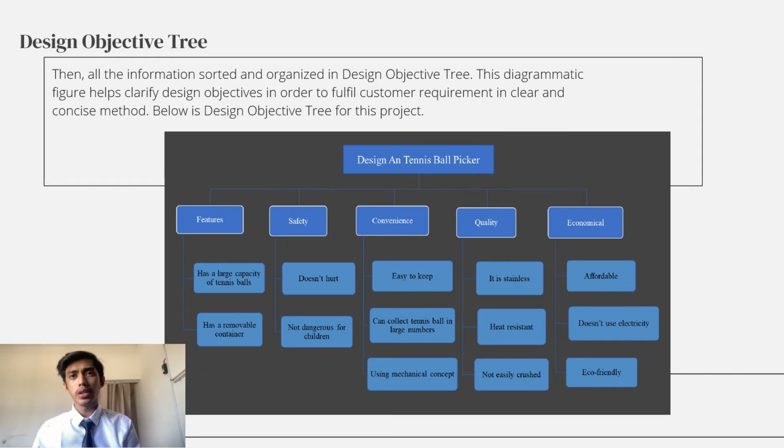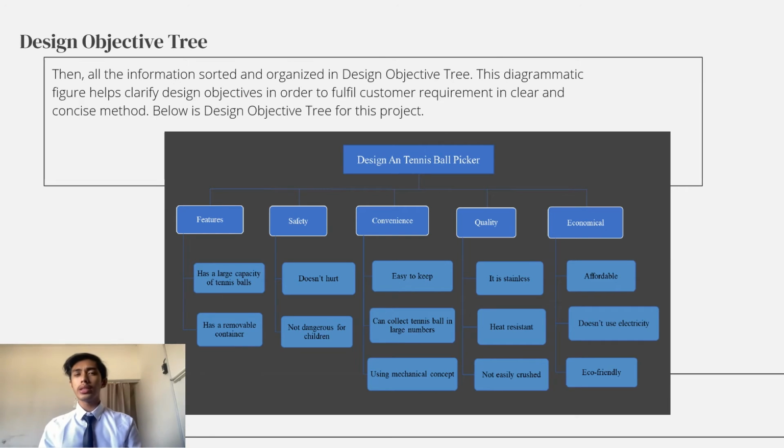The features of this design are that it has a large capacity of tennis balls, and it also has a removable container. Then for safety, it does not hurt and is not dangerous for children. For convenience, it's easy to keep, and it can also collect tennis balls in large numbers. And lastly, it uses a mechanical concept.